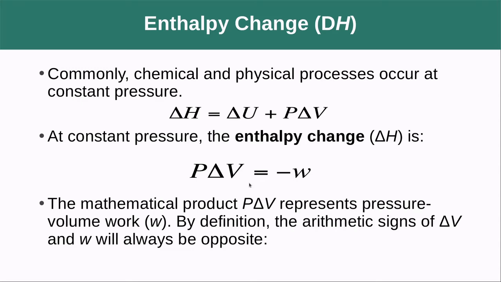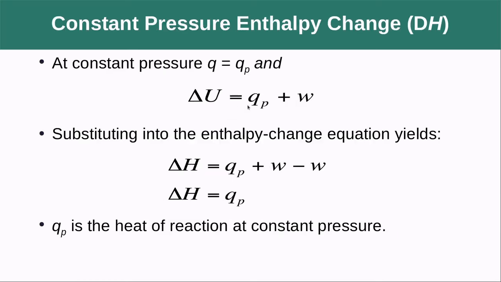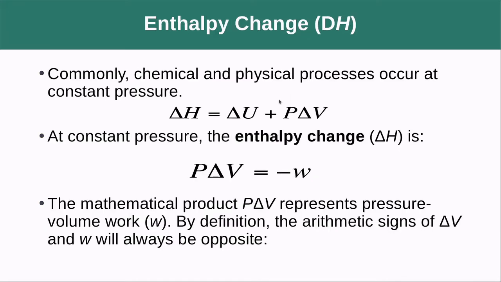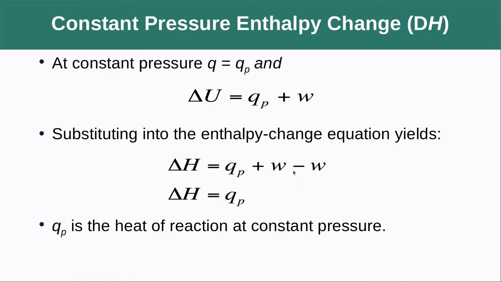That's important, because what we're going to do next is take this delta U and substitute in our original definition here of Q_P, heat at constant pressure, plus W. Then we're going to substitute in for P delta V this negative W. And what we're going to see is that work is going to cancel, and that the change in enthalpy is equal to the heat either added or released from the system at constant pressure. We've already seen that we have good ways of measuring heat, and this is going to give us a good way of measuring this thermodynamic quantity, enthalpy.